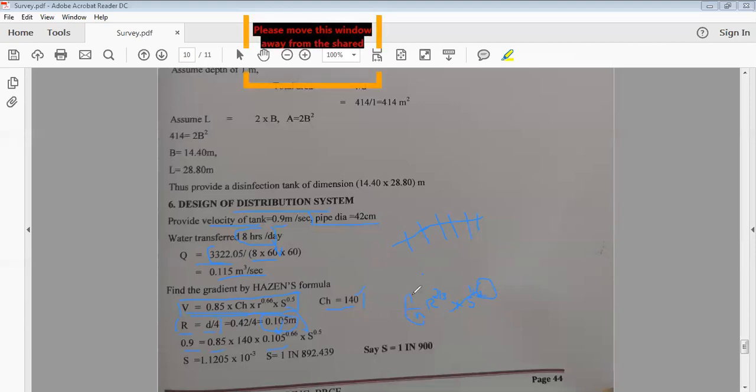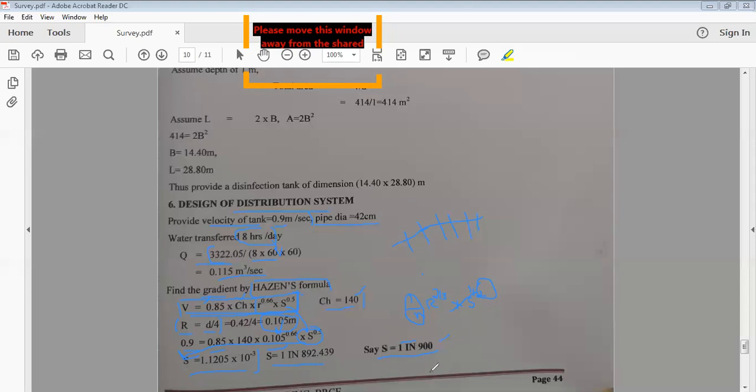The constant is already given in the formula, and there is one more constant, the Hazen-Williams constant, and the R and S terms come here. That formula is called the Hazen-Williams formula. Using this, we can find the gradient, how much slope we have to provide. This is the slope value we got. If you do it in a calculator and reverse it, you get the answer as, say, 1 in 900. For 900 meters, 1 meter of slope we have to provide.